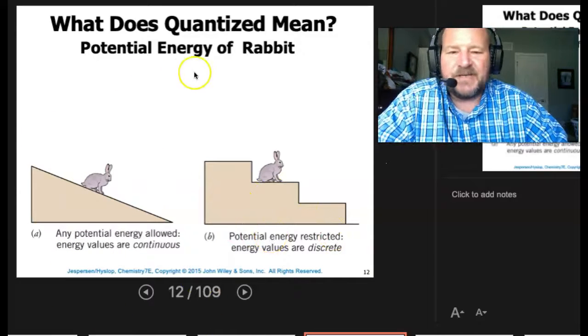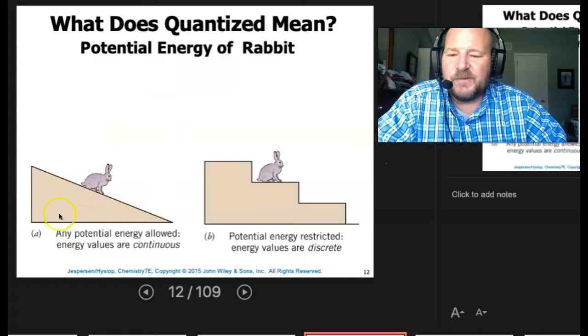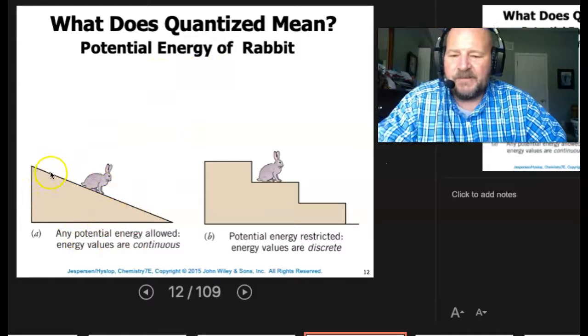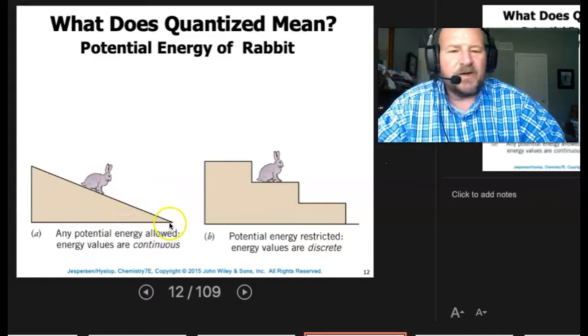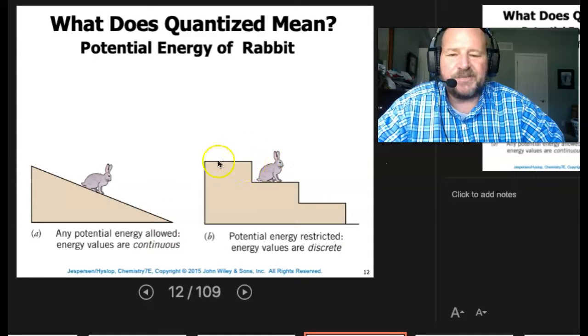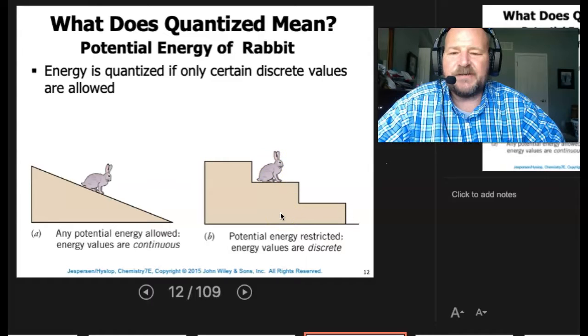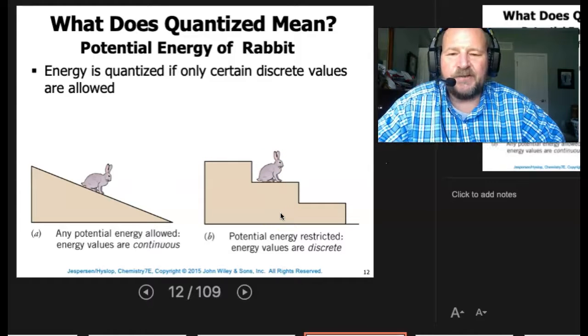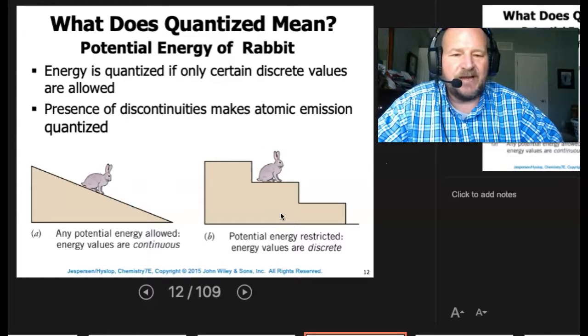Anyway, so we were talking about the potential energy of your rabbit. And so, of course, when we're looking at classical mechanics here, we have this nice easy slope. Whereas now we're going to get into quantum mechanics. What we're going to see is that the energy has to be quantized. So it's going to be like a stairway. So that's going to have to go down by steps. So since the energy is quantized, only certain discrete values are going to be allowed.